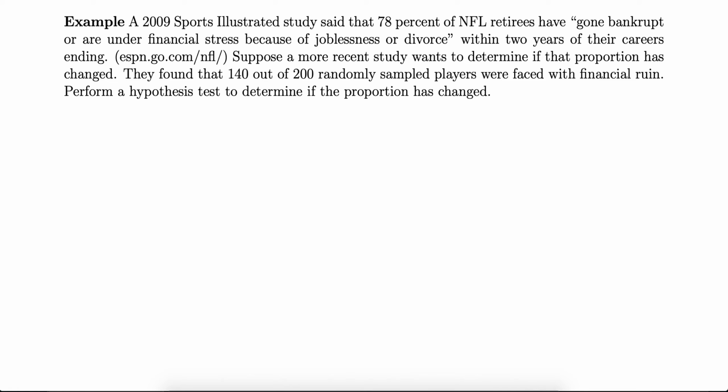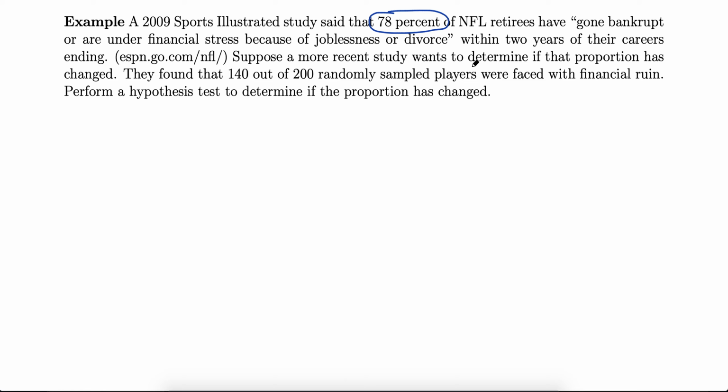In the last two videos, we laid the groundwork for hypothesis testing of one population proportion. In this last video, we're going to go through a fully worked example without breaking it down so much. So in this example, we have an old Sports Illustrated study, and they found that 78% of NFL retirees were either bankrupt or under financial stress because of joblessness or divorce just within 2 years of their careers ending. So we have this old value, this old number back from 2009, 78% were undergoing these issues.